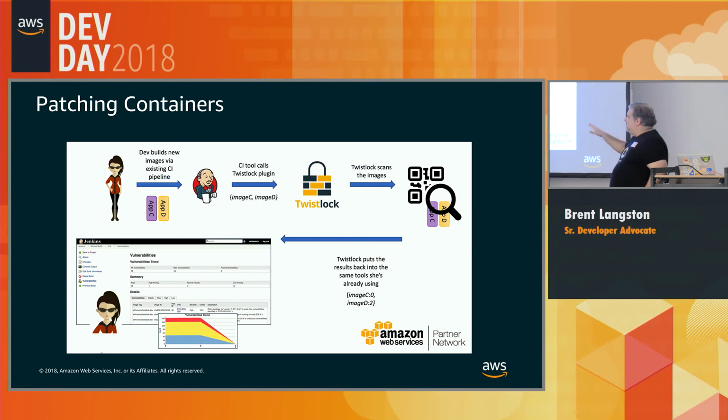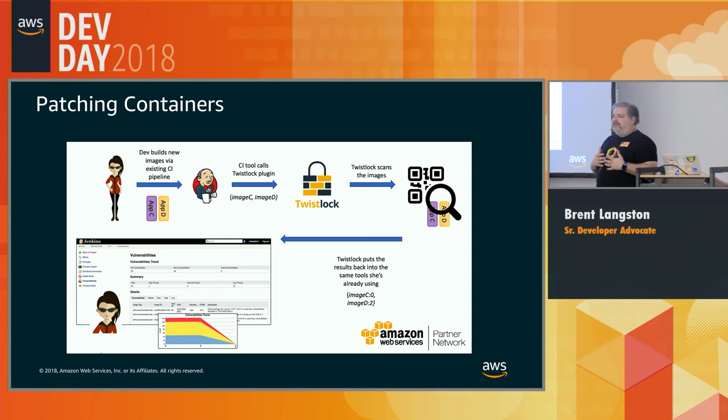This is just an example of Jenkins, for example, building your container. And then once it's built your image, it passes it on to Twistlock. Twistlock will scan it and figure out, I'm using whatever Ruby gem that's vulnerable for these 8 exploits. And it'll notify you of that.